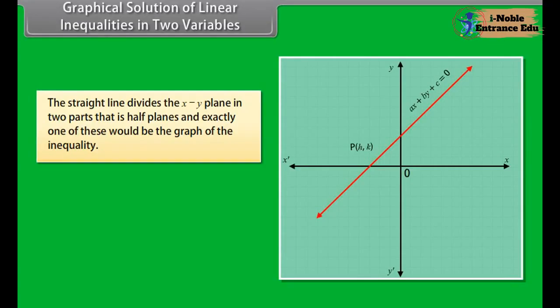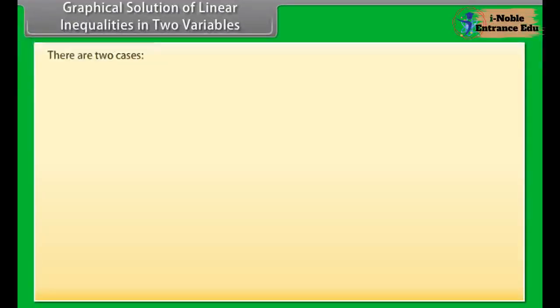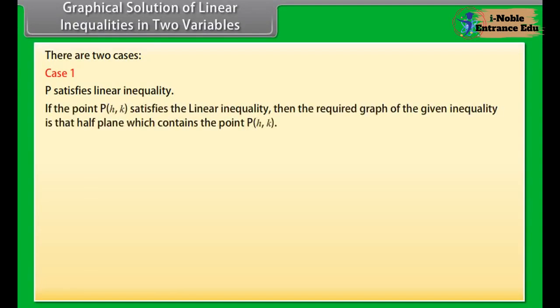The graph of linear inequality is a half plane, which is determined by the linear equation. The straight line divides the xy plane into two parts, that is, half planes, and exactly one of these would be the graph of the inequality. To decide which of the half planes is the solution of the linear inequality, we take an arbitrary point P(h, k). There are two cases. Case 1. P satisfies the linear inequality.